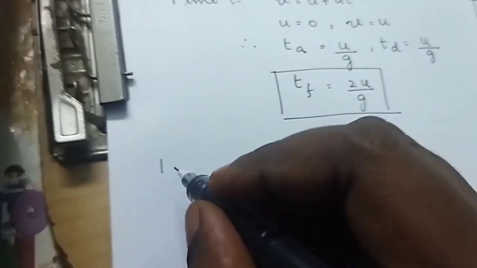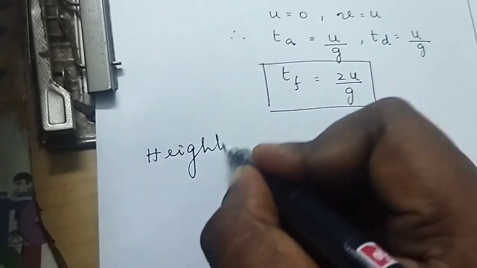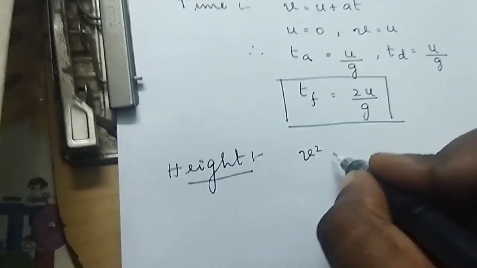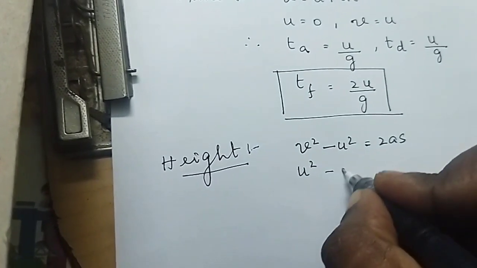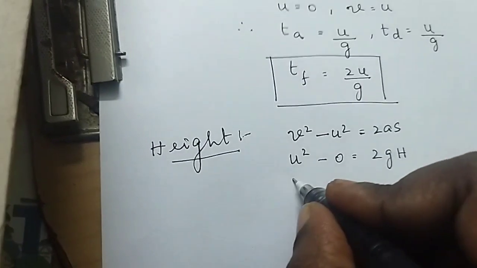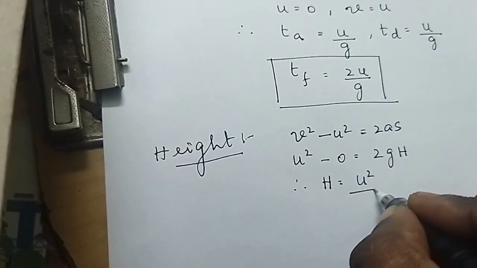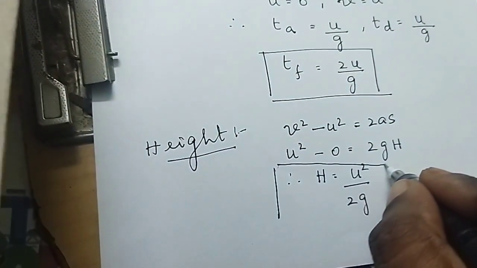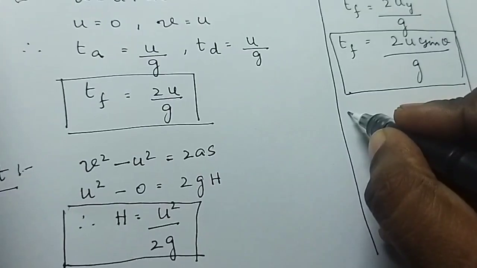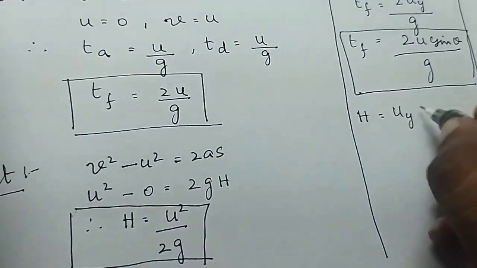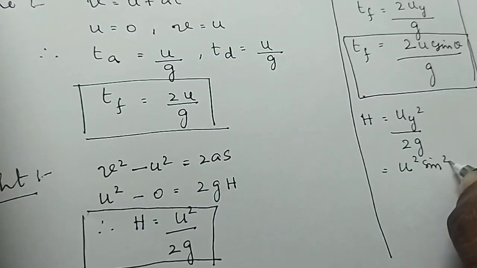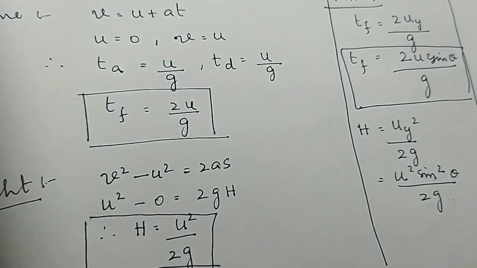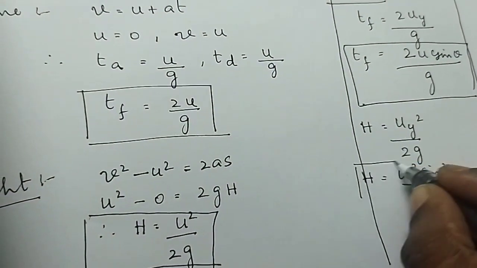Next, let us find out the height, the maximum height reached by an object during the projectile. Here in 1 dimension we know the formula v square minus u square is equal to 2as. By this we can find the height formula: h is equal to u square by 2g. Here h is also considered in the y-axis, so it is uy square by 2g. Substituting uy as u sin theta, the formula of height is u square sin square theta divided by 2 into g.